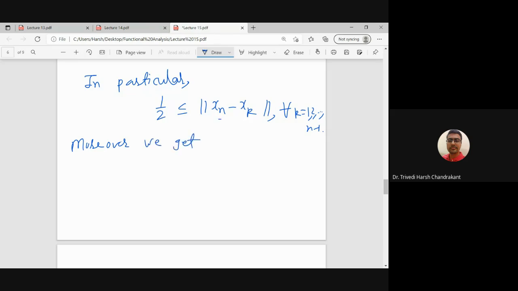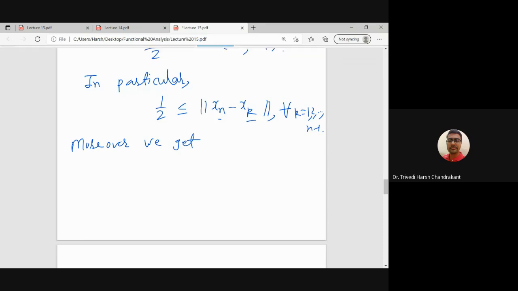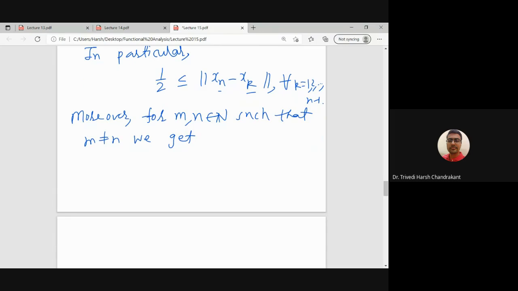If we take any two different natural numbers m and n such that m is not equal to n, we get the norm of xn minus xm is greater than or equal to half. Because if k is less than or equal to n, this holds. If k is bigger than or equal to n, this also holds by the same property.